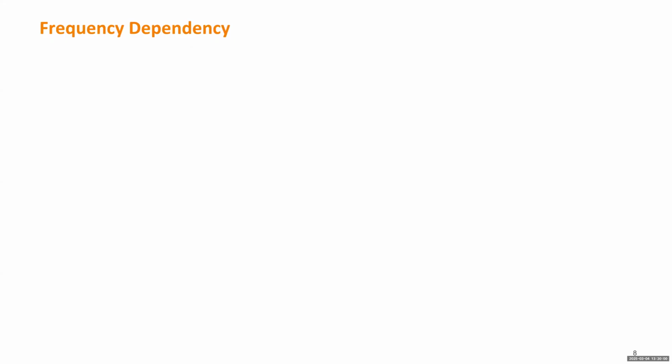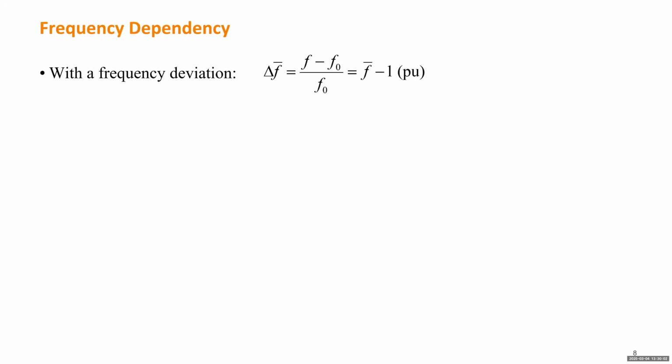Next, we want to talk about the frequency dependency. If a load depends on frequency, we need to introduce the frequency deviation, which is in per unit. If f is the real-time frequency and f0 is the nominal frequency, then delta f bar will be the per unit frequency deviation. We need to bring this into our load model.